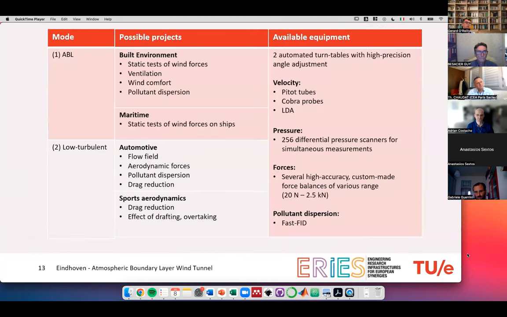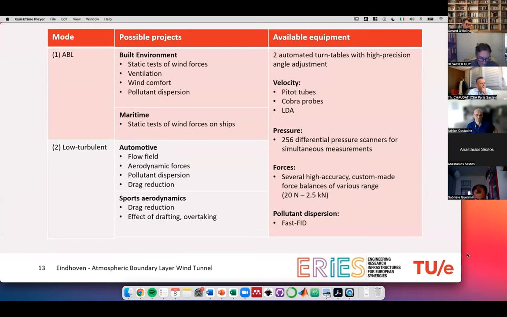So to give you also an overview of possible tests that can be realized within this project, instead of only giving examples of conducted tests, here you can see that for the ABL, we can test the built environment, meaning static tests of wind forces, for the ventilation, wind comfort studies, or pollutant dispersion. Of course, also for maritime research, we could test the static wind forces on ships. I will not focus yet on the low turbulent part, that first I will give you an overview.